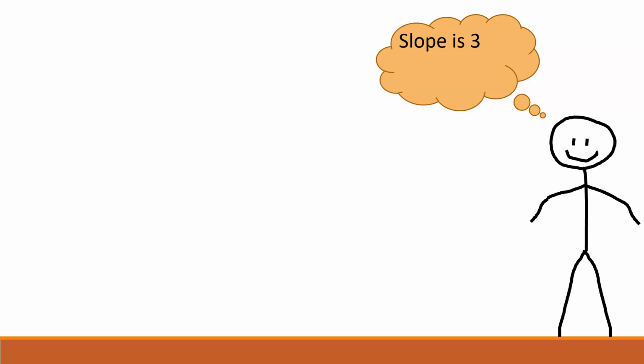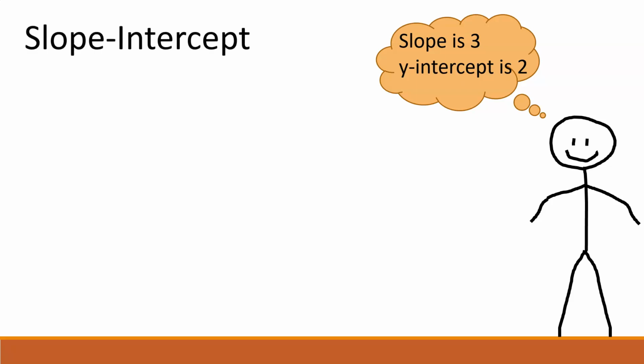Okay, it has a slope of 3. Now I need a little more information because there's lots of lines that have a slope of 3. Ah, the y-intercept is 2. Perfect! You've given me just enough information to write the equation of your line in slope-intercept form.